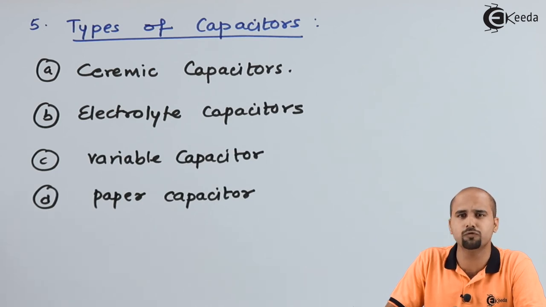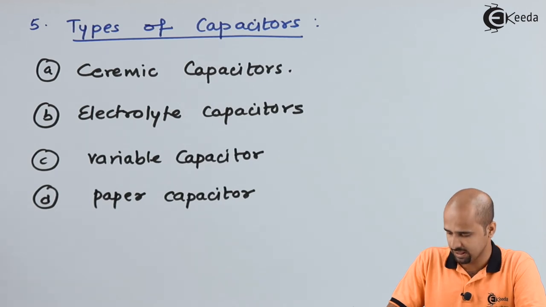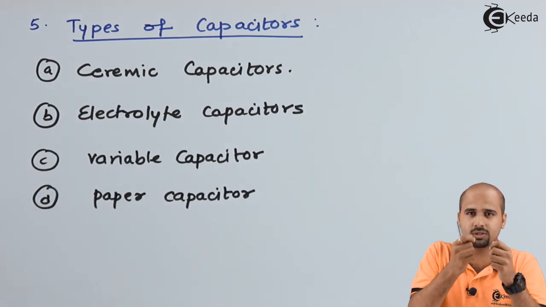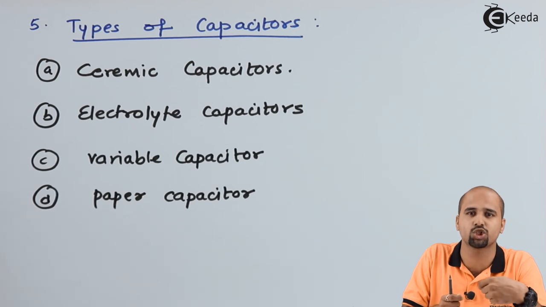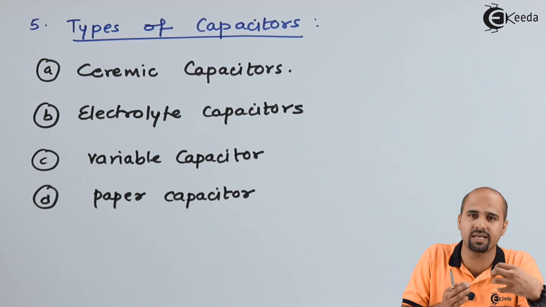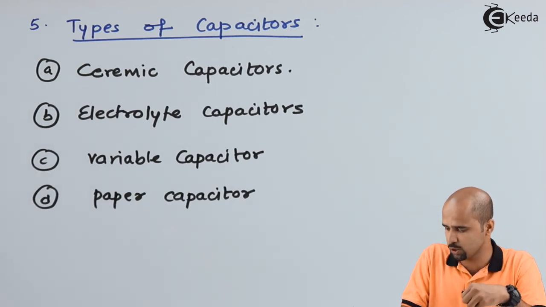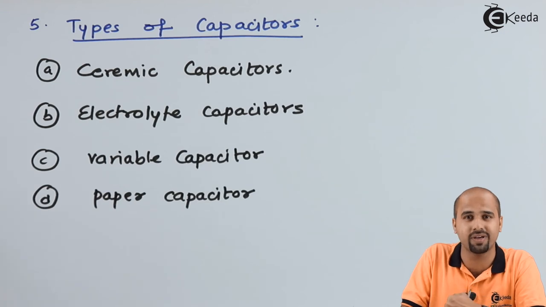So we'll have to learn four types of the capacitor. First one is ceramic capacitor. Second one is electrolyte capacitor that we generally use in the lab session, one with a long leg and one with a short leg. So this will have the plus and minus sign in our circuit as well. Third one is variable capacitor, for example varactor diode.